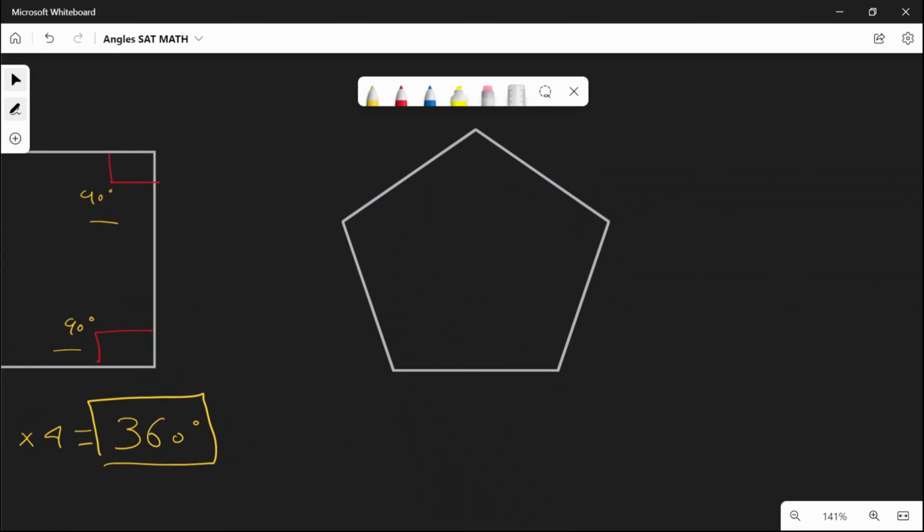What about polygons with 5 angles or more? In this shape here, we have 5 angles. That's the first one, second, third, fourth, and fifth. The polygon that has 5 angles is called a pentagon.